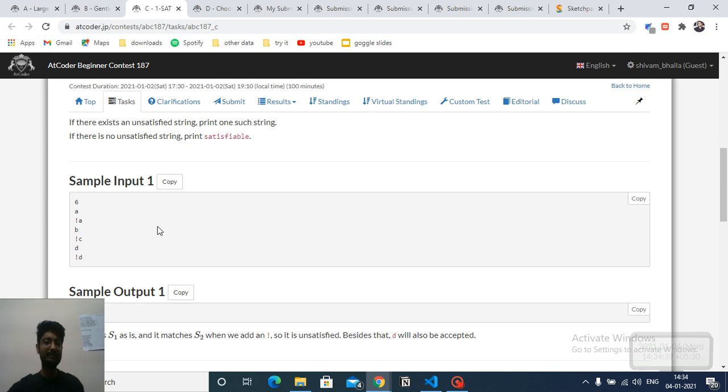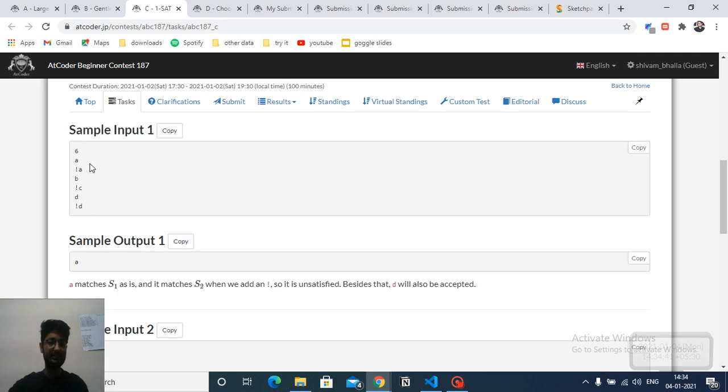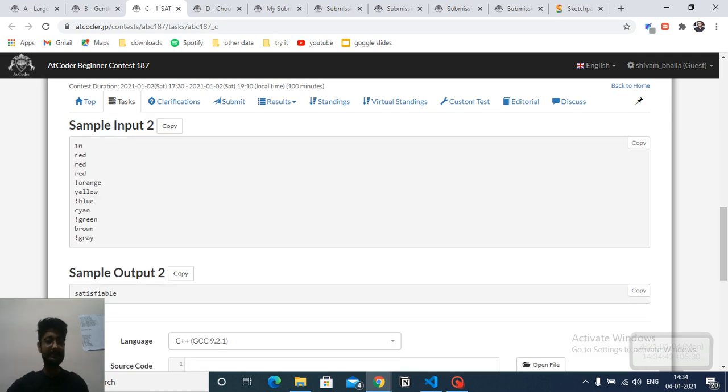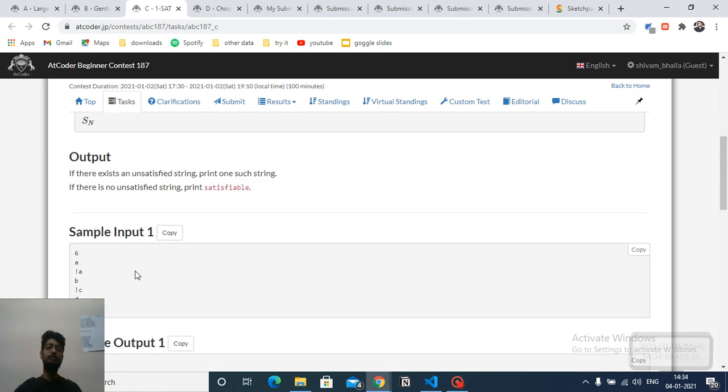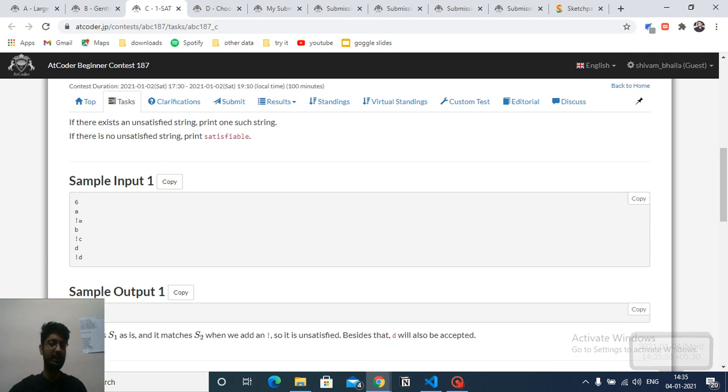If there exists some such string, then you have to output that answer. As you can see, A is an answer here, and D can also be an answer. But in this other case, there is no pair in which, if I remove the exclamation mark, both strings turn out to be the same. So the answer is satisfiable or not, and you just have to check that. So you can just make 2 sets. Because what you can do is make 2 sets.